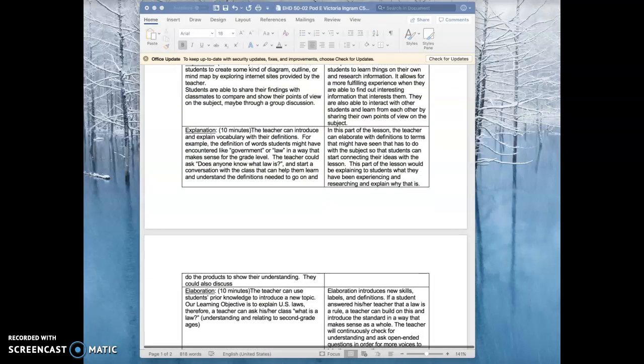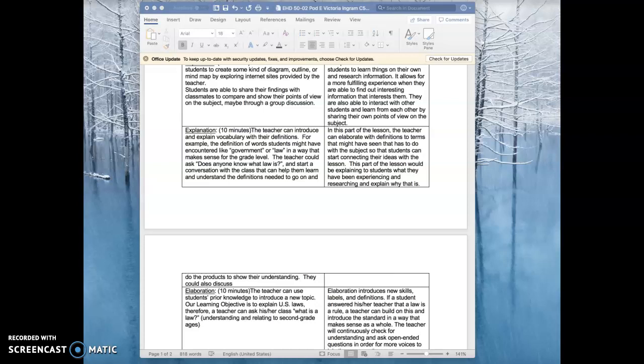For explanation, it'll take about 10 minutes as well, and the teacher can introduce and explain vocabulary with their definitions. For example, the definition of words students might have encountered, such as government or law, in a way that makes sense for the grade level. The teacher could also ask, does anyone know what a law is? And start a conversation with the class that can help them learn and understand the definitions to enhance their understanding.